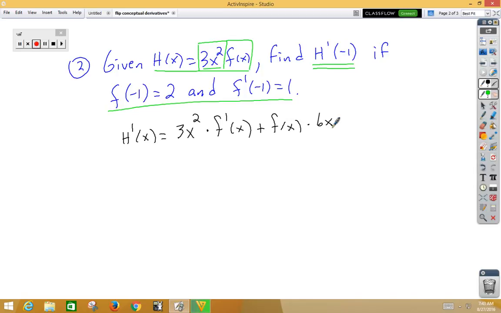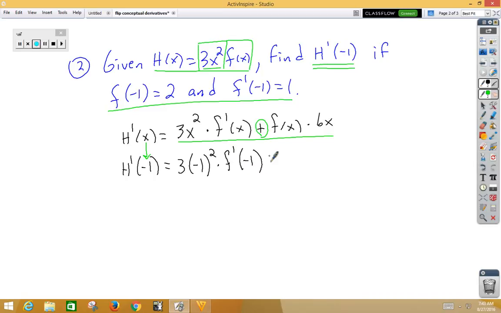It's important to recognize that some teachers do this in reverse. It is addition, so we can reverse that. Commutative property applies. So now we're going to plug in a negative 1. If I plug in a negative 1 for each x value, I've got 3 times negative 1 squared multiplied by f prime of negative 1 plus f of negative 1 multiplied by 6 times negative 1.